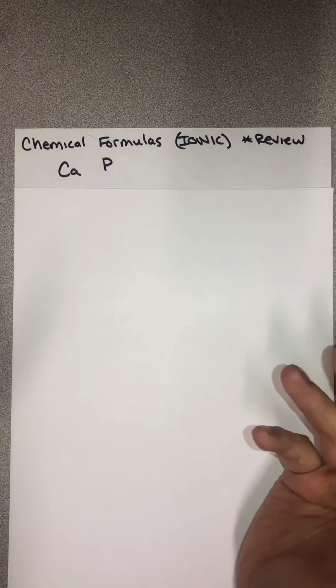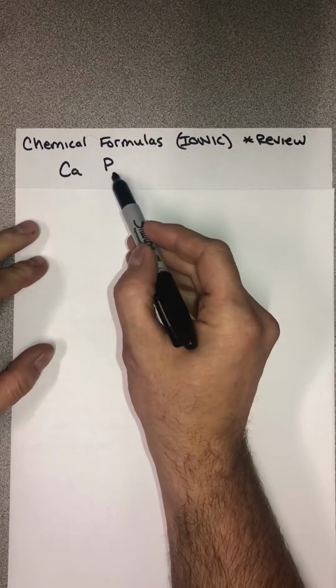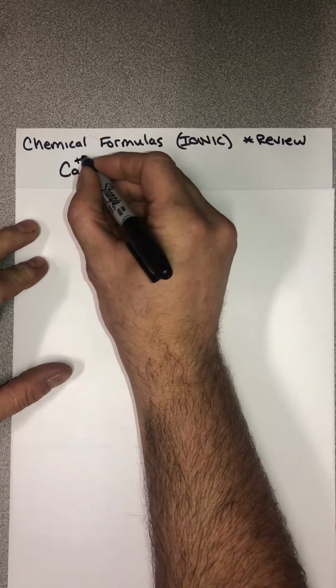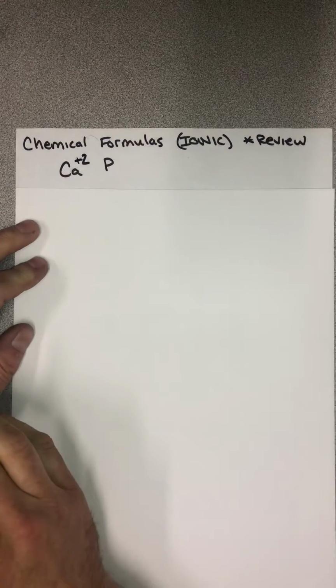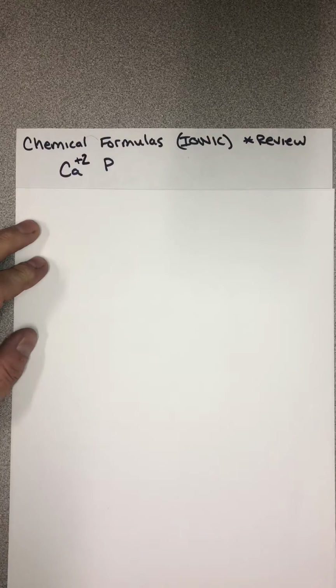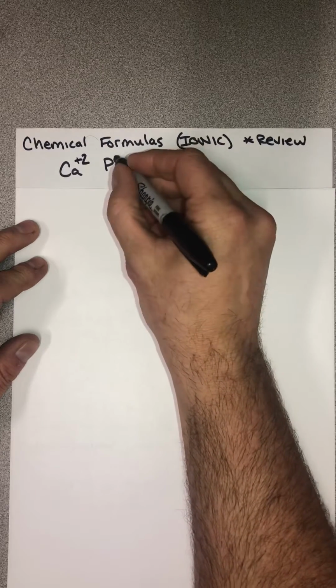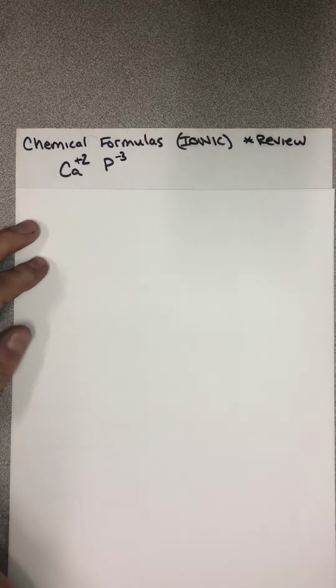You take a look at what's being bonded, calcium and phosphorus. What you have to do is look at the oxidation states. You can find them in a couple of different places. If it's an element, you look to the periodic table. And if it's a polyatomic ion, you will look to the list of polyatomic ions in your Chem Bible. So you can find the +2 and the -3 oxidation states for these.